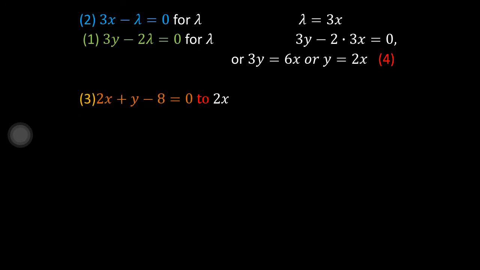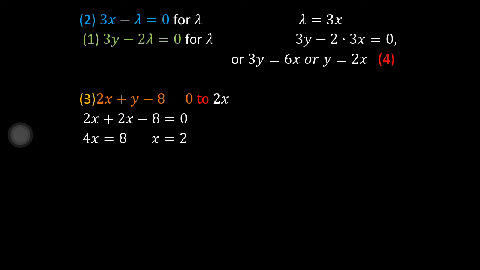Gagamitin natin sa equation 3. Substitute natin yung nakuha nating value ng y sa equation 3. So, 2x plus y minus 8 is equal to 0. Magiging 2x plus 2x minus 8 is equal to 0. So, 2x plus 2x magiging 4x. Lipat natin yung negative 8 sa kabila, magiging 4x is equal to 8. Divide both sides by 4, magiging x is equal to 2. Yun na yung x natin.